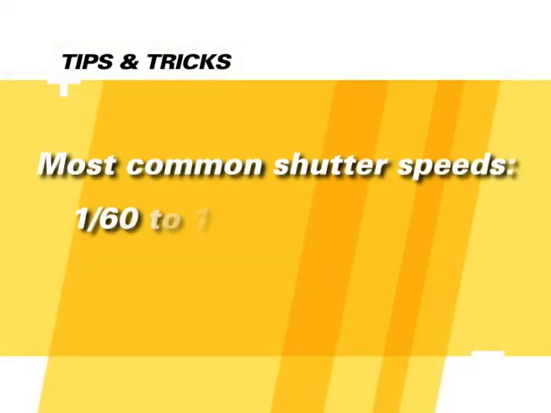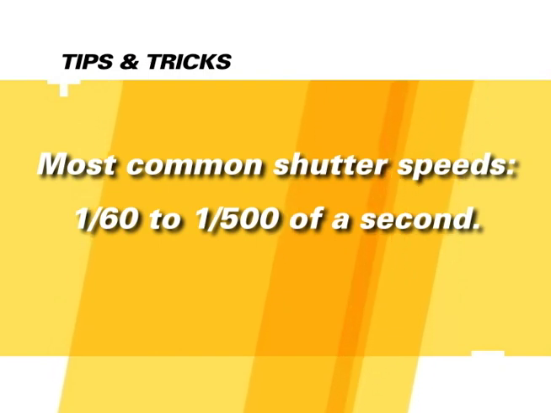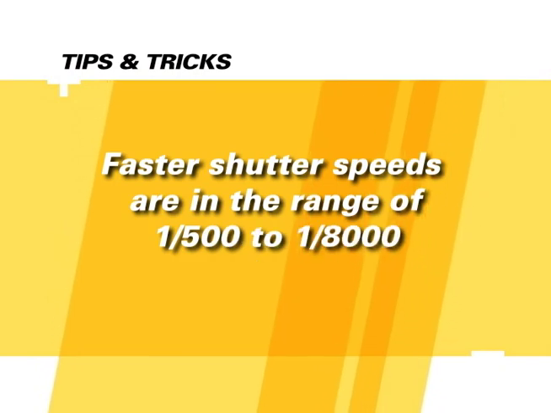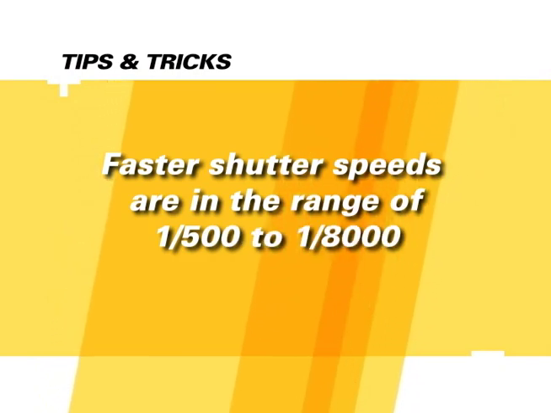The most frequently used shutter speeds lie within the range of 1/60th to 1/500th of a second. This is a typical range used for everyday picture taking. Camera speeds slower than 1/60th will normally require a tripod to avoid blurring the entire picture. Faster shutter speeds are found in the range of 1/500th to 1/8,000th.